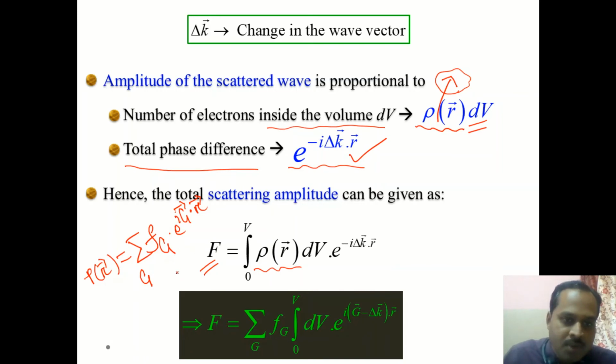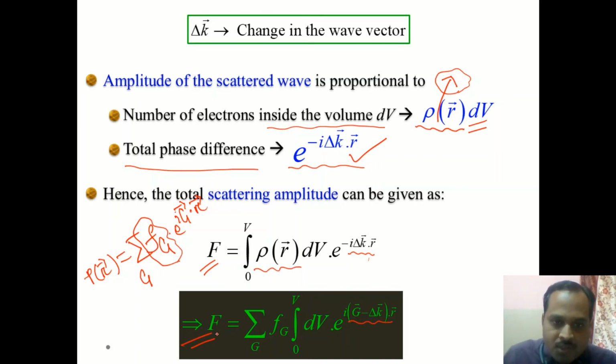This we had seen in the previous class, and these are the corresponding Fourier coefficients. So now this f can be written as summation over G f_G, and in the place of rho(r) we have written this one, summation over G f_G exponential i G dot r. Already we are having this minus i del k dot r factor, so the total phase factor will be exponential i (G minus del k) dot r, and this is the total scattering amplitude.